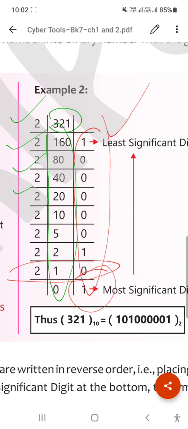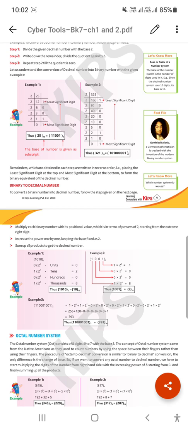Here, in the last stage, 1 is the quotient, right? Again divide 1 by 2, it becomes 0, and the remainder would be 1. Then we have to write from lower to upper, from left to right, so it becomes 101 with 5 times 0 and 1, right? So students, here we have learned about conversion of decimal to binary.